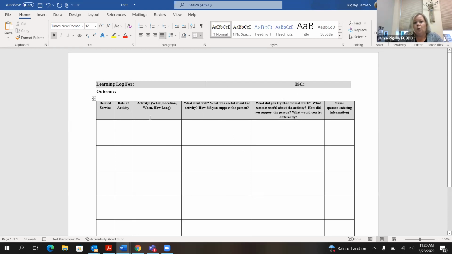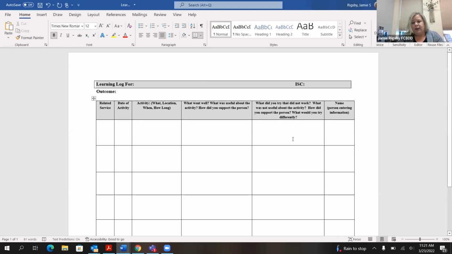important things. What was the activity that the person was doing? What went well? What did you find useful about the activity? How did you support the person in doing the activity? And then what did you try that didn't work? Maybe what did you find that wasn't useful about it, and why? And how did you support that person if it maybe triggered an event that you had to do some extra support for, and what would you have done differently next time?